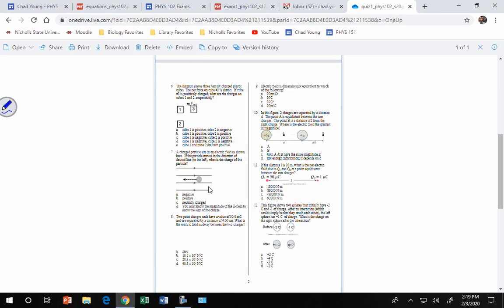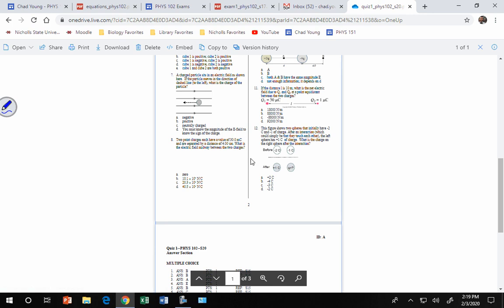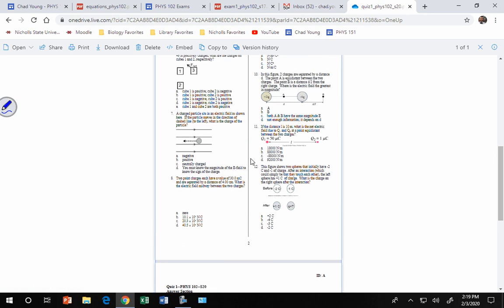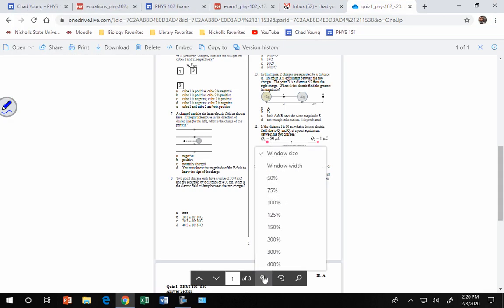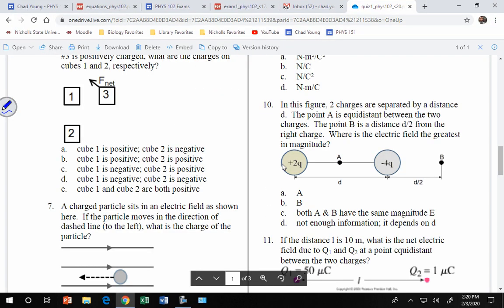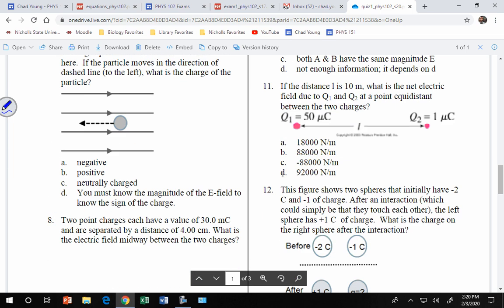All right. Oh, this question right here? Number 11. If the distance is 10 meters, what is the net electric field at a point equidistant? Yes, that's the one I'm thinking of. Okay, let's take a look. I'm going to redraw it. Can I draw in this? Oh, I can. Okay. So if the distance is 10 meters, I want to know what is the electric field at a point that's right there.